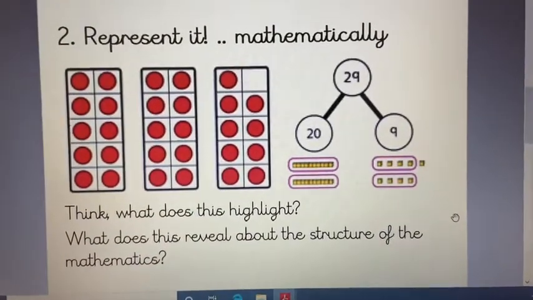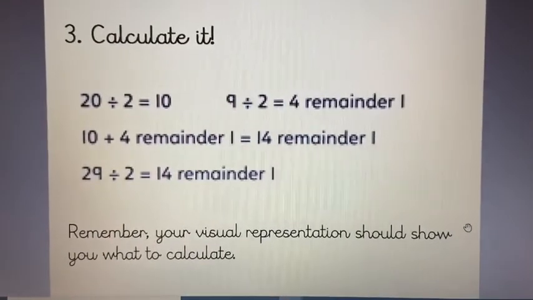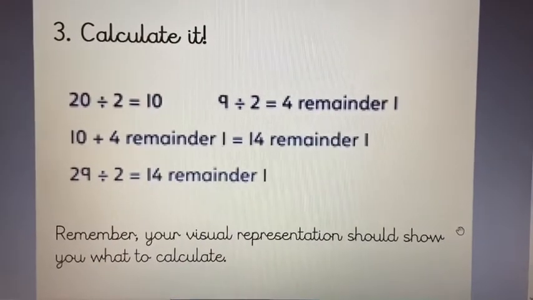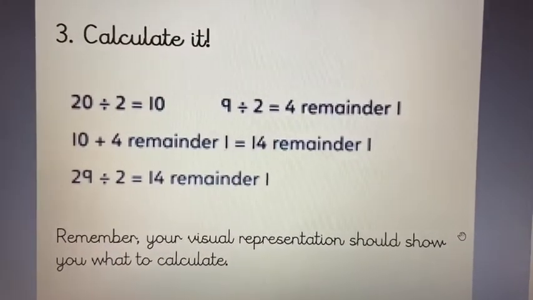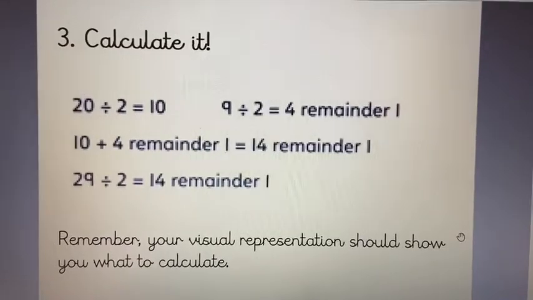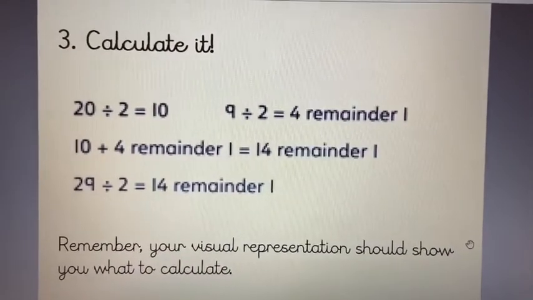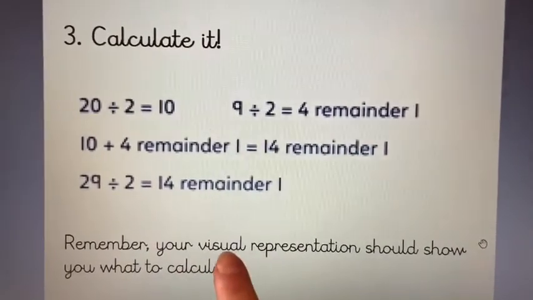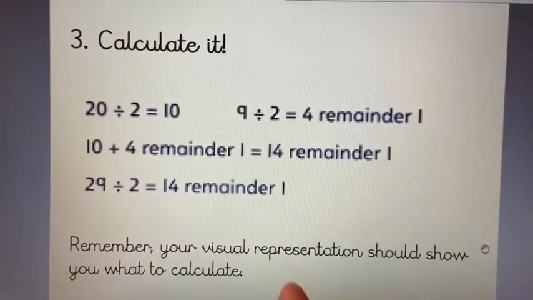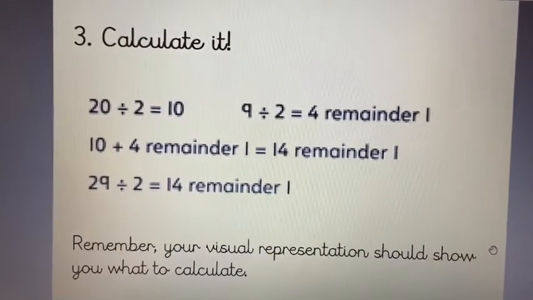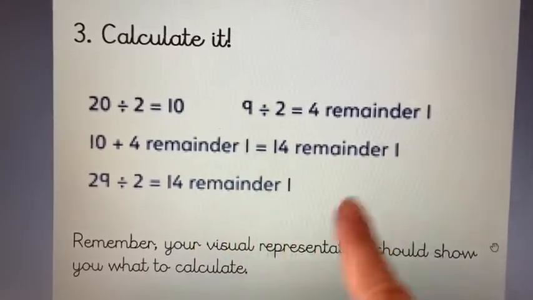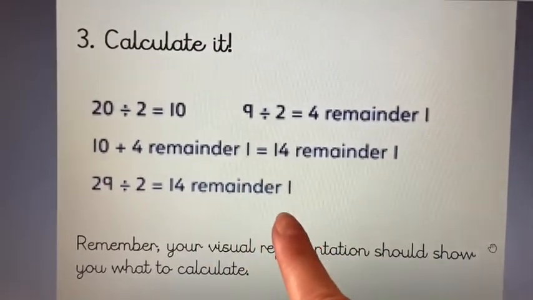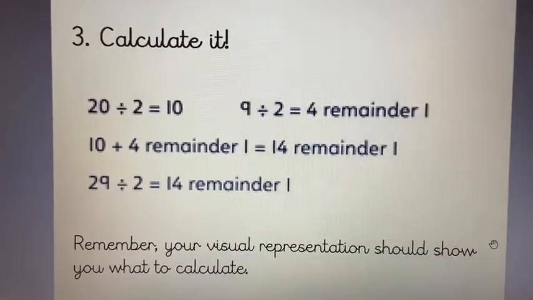Which leads me very nicely onto my next stage, which is calculate it. Here, hopefully all the hard work has been done. You should just now have to calculate it, crunch the numbers essentially, which is what we know many children are very, very good at. It's usually knowing what to calculate that is the issue. So at this point, I put a little useful reminder that your visual representation or your visual model that you've just drawn should actually show you what to calculate. It is just simply the dividing part now that we need to do, using multiplication facts that are known and also using our knowledge of remainders.